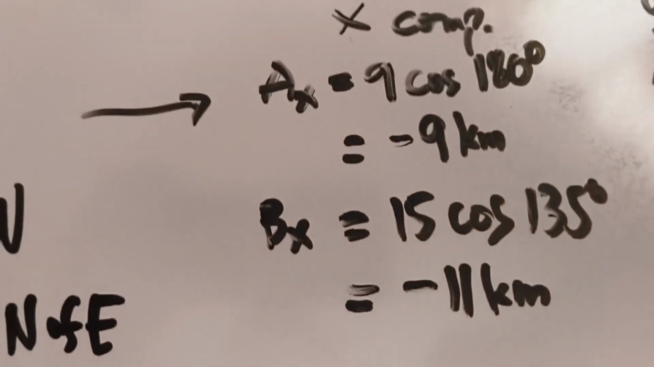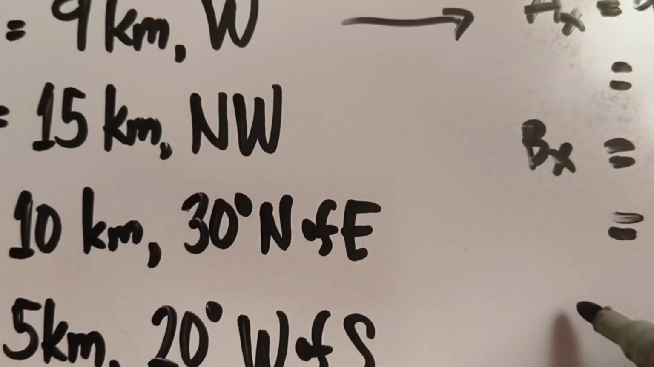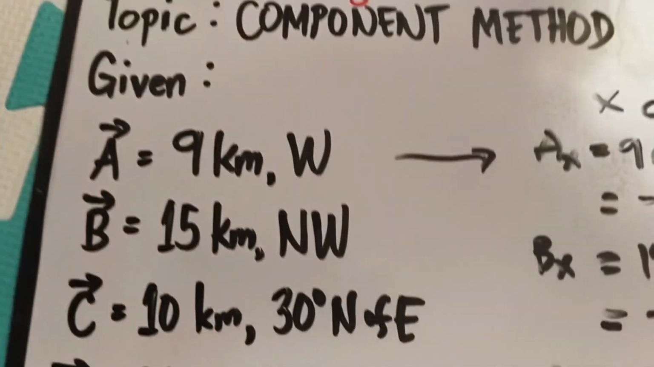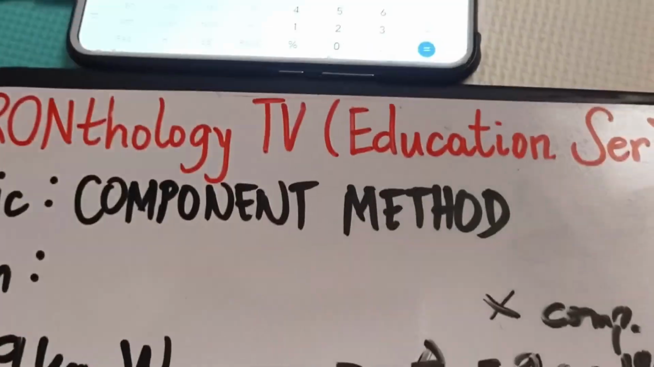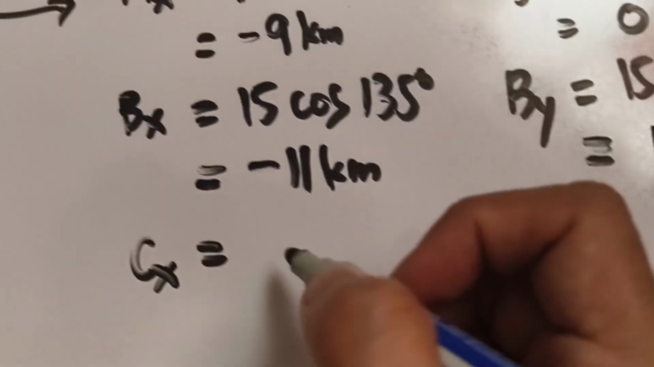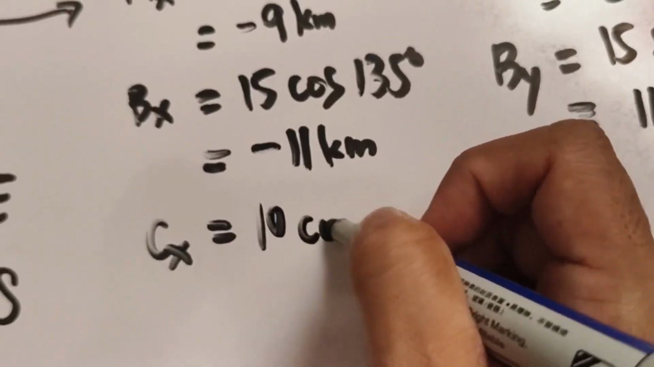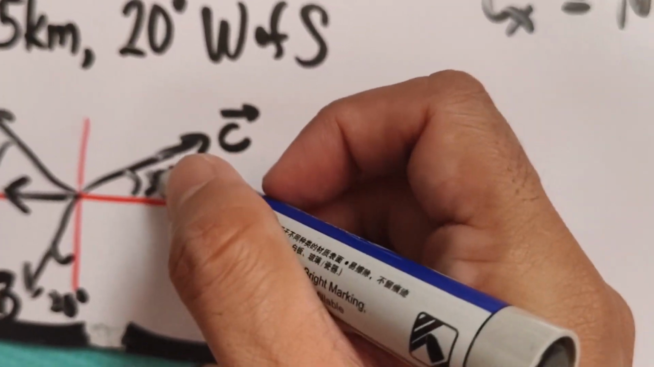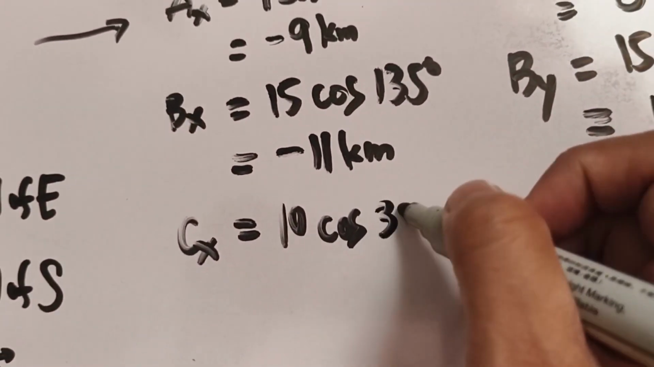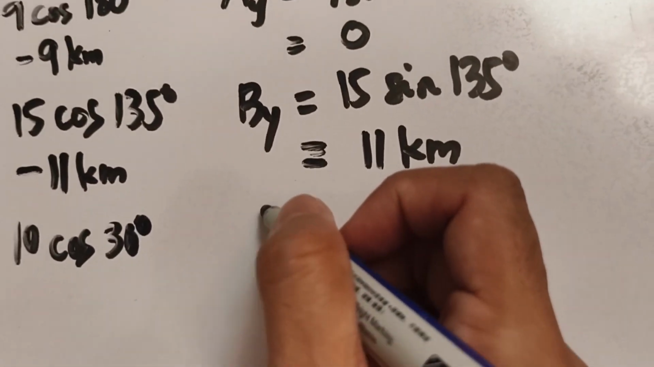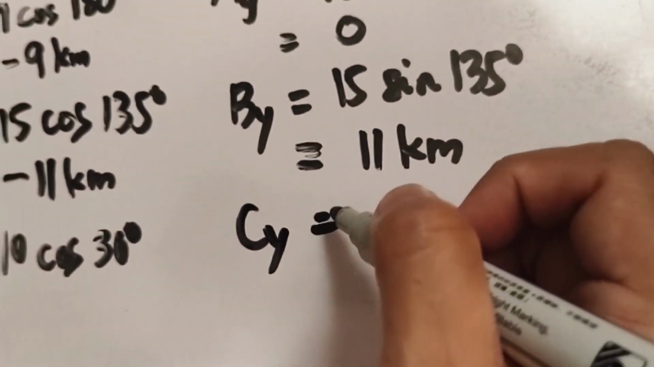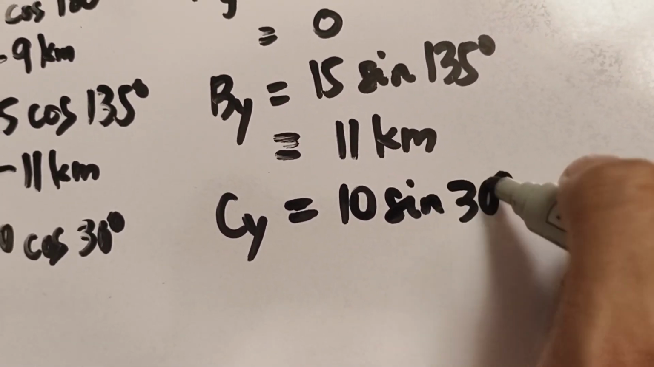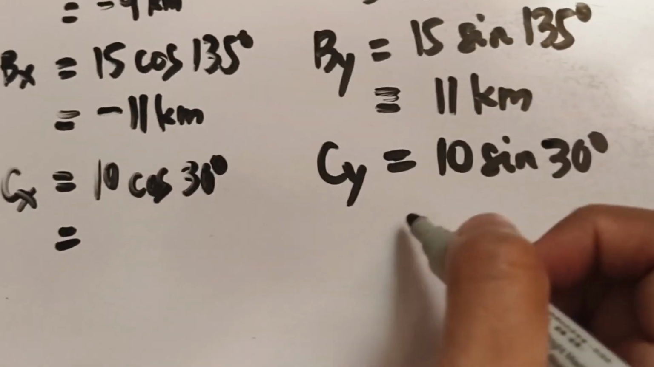Okay? So, next, proceed tayo sa pangatlong vector. So, let's begin with the X component of vector C. Vector C is in the first quadrant. So, positive, positive. 10 cosine. Okay? So, dahil from positive X yung angle natin, yan na mismo yung angle na gagamitin natin. Cosine 30. Tapos, sa Y component ay 10 sine of 30. Okay? Tapos next, compute na natin.